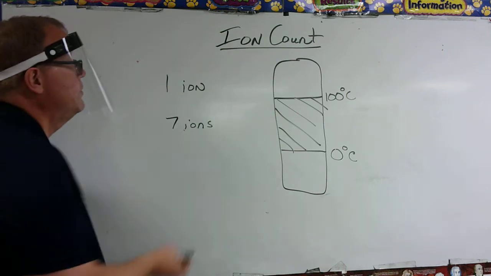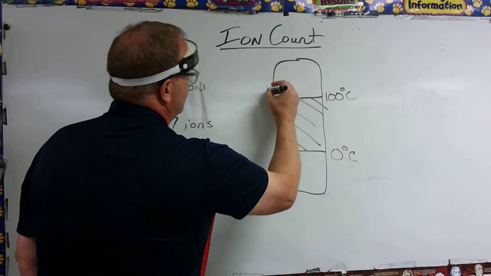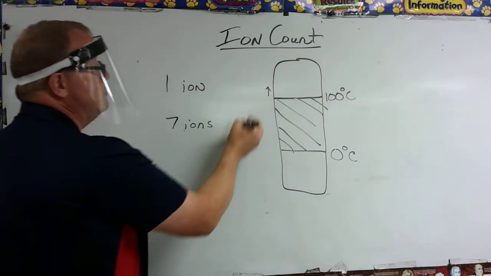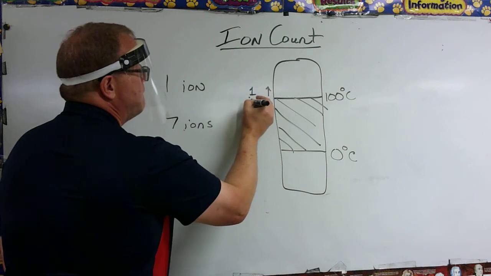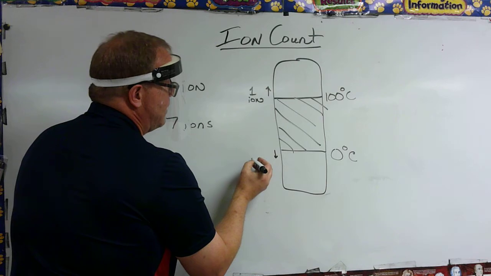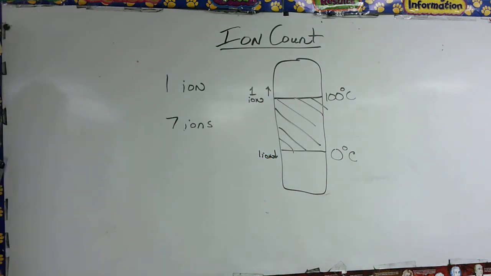So if I have 1 ion, it's still going to raise that little bit. So that would be 1 ion. Then this one will lower it by that much, and it's still the same thing. It'd be 1 ion. So we refer to those as boiling point elevations and freezing point depressions.